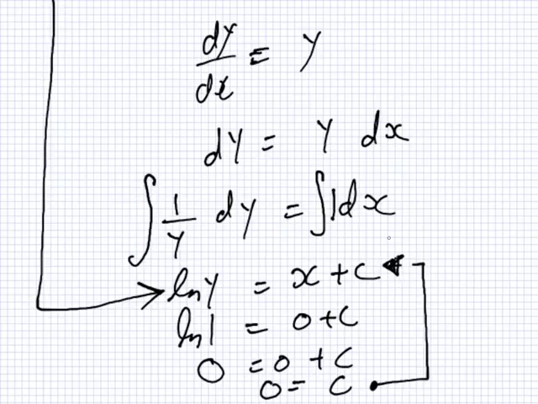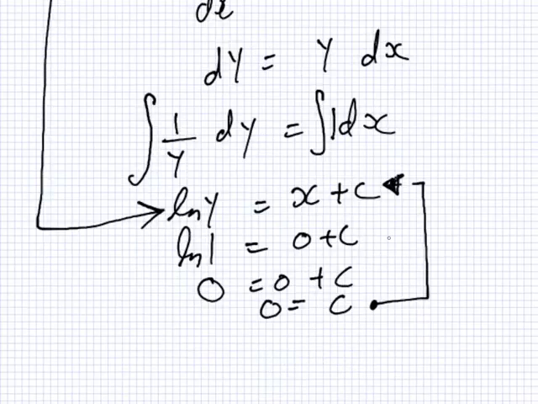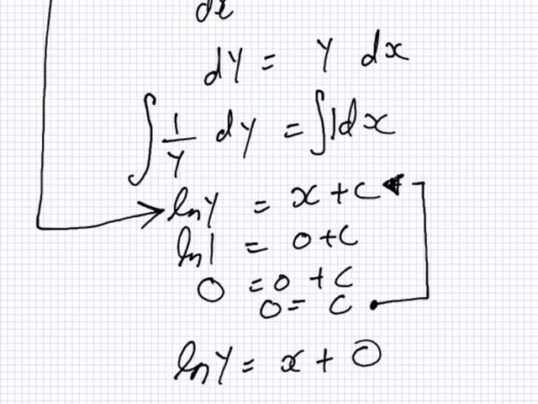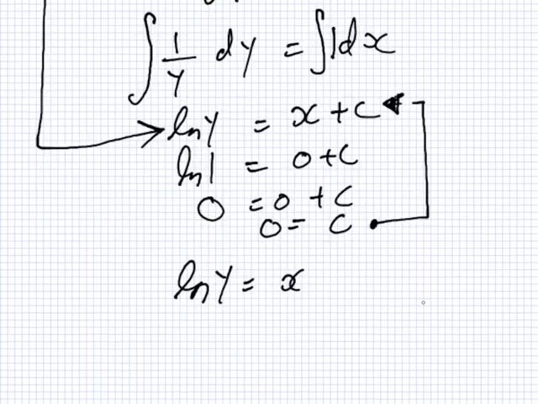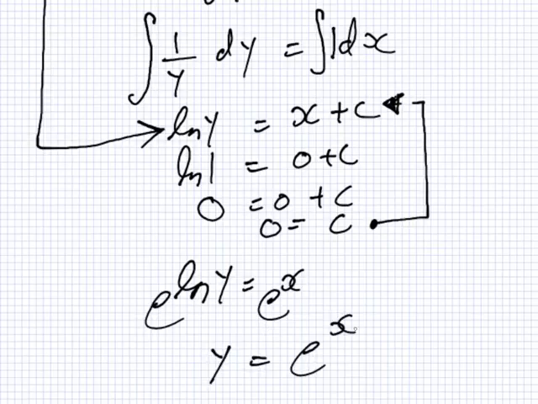So we take this answer and put it back in here. We put the c back in to give our answer. So log y equals x plus 0. Now, it's not quite finished. I don't want log y. I wanted to find y, not log y. So what must I do to finish this? E on both sides. So y equals e to the x because they cancel here.